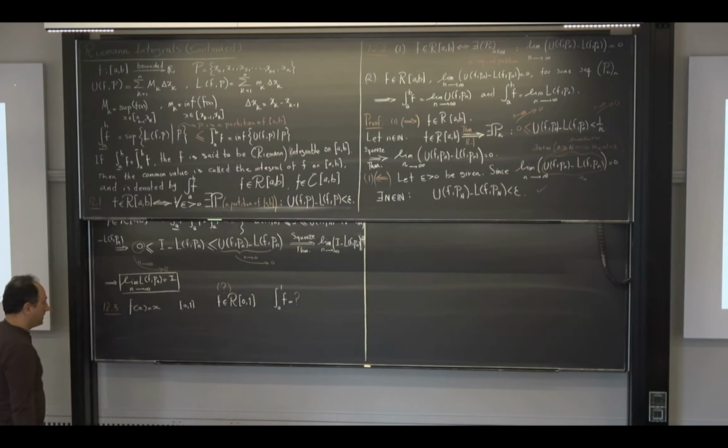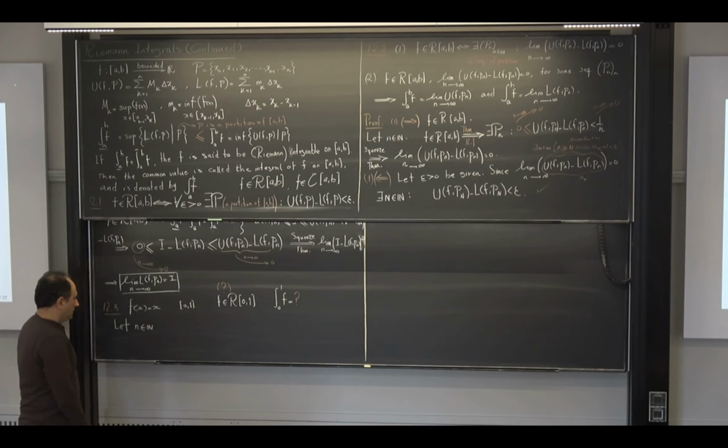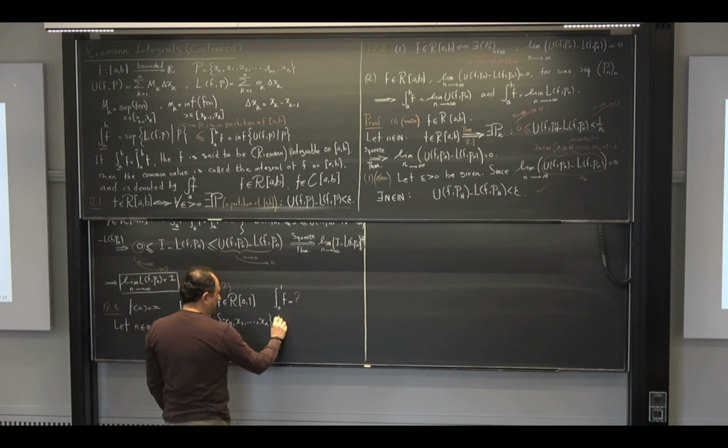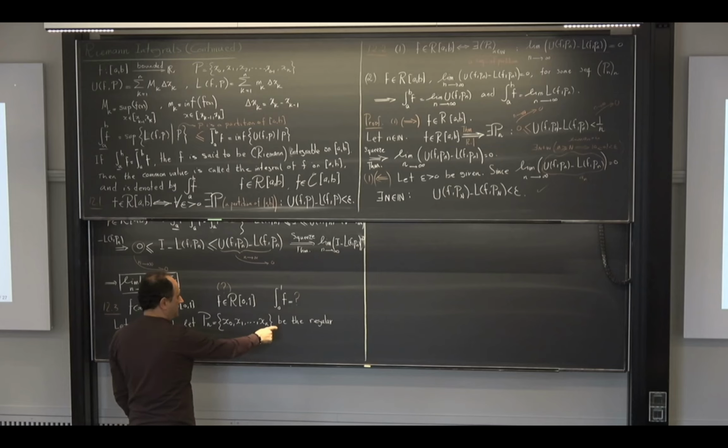So I would say, let n belong to N, and let P sub n, let me write it, x naught, x1, up to xn, be the regular partition. Again, I'm saying that in that theorem, there is nothing forcing us to choose a regular partition, but working with regular partitions is easier. And if I am lucky and it works for regular partitions, I am done. I don't need to find another one.